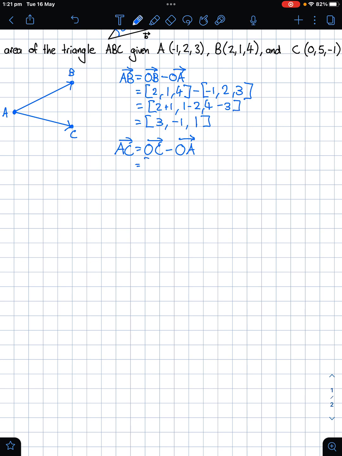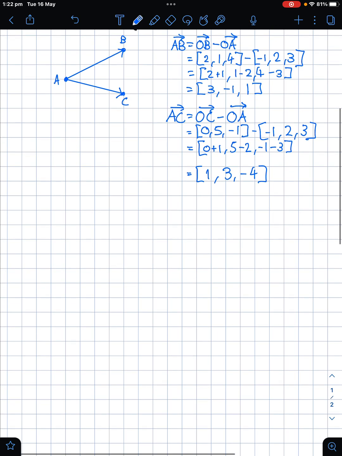And then our AC vector is going to be OC minus OA. So it will equal 0, 5, -1 minus -1, 2, and 3. This is going to be 0 take -1 is going to give me 1, and then I'm going to have 5 take 2, and then -1 take 3. This resulting vector is going to be 1, 3, and -4. So now we need to work out the cross product between these two, and we can then have the area.